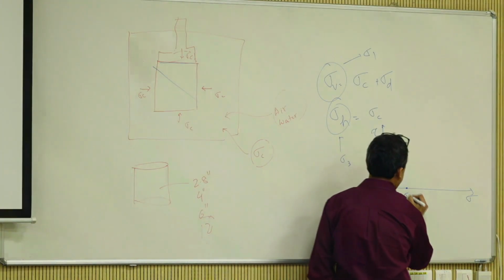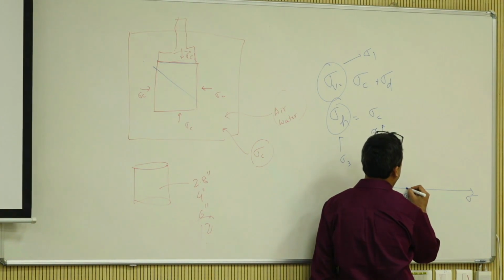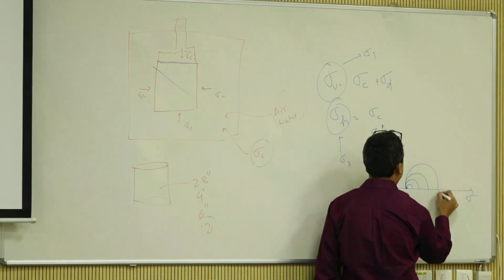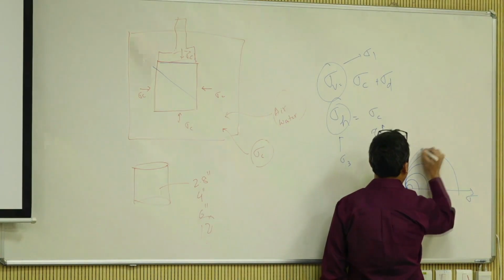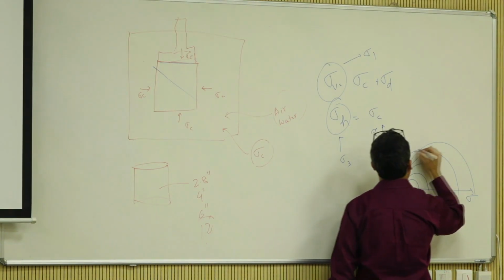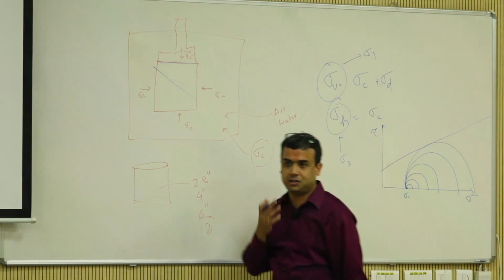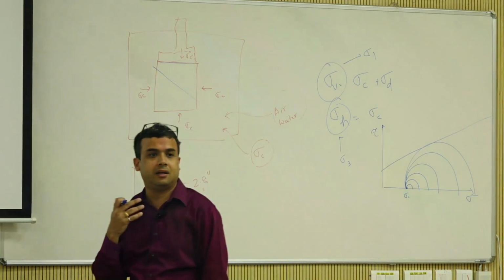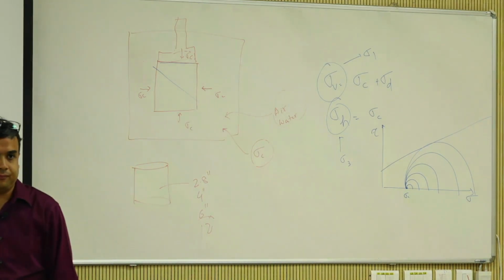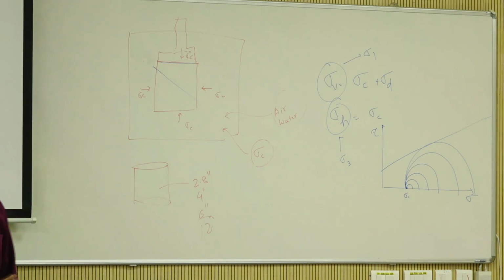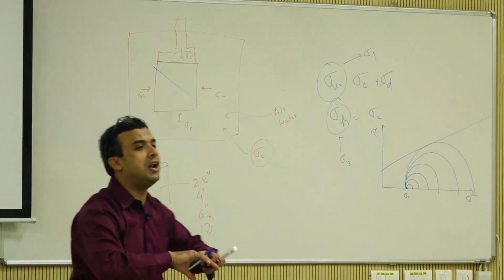So this is what your sigma c is, and then you increase a little bit, then a little bit, and again a little bit. At one point, it's going to touch what is known as the failure envelope, right? What is a failure envelope? Why do we call it an envelope?